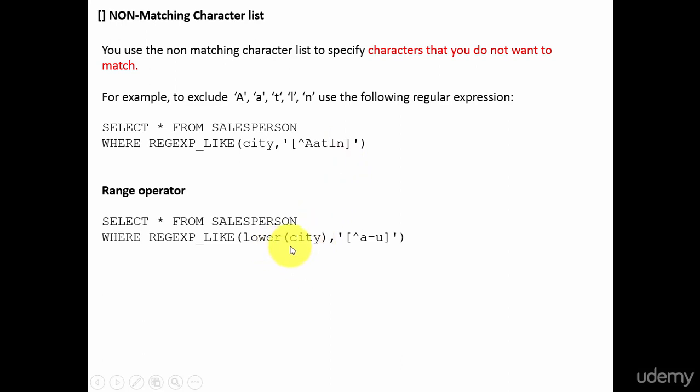And here in this example, let's look for the city, and if it has only the characters between A to U, then exclude. If it has a character Z, it shows because it is outside this boundary, right? Yes. Now let's go and take a look at the demo.